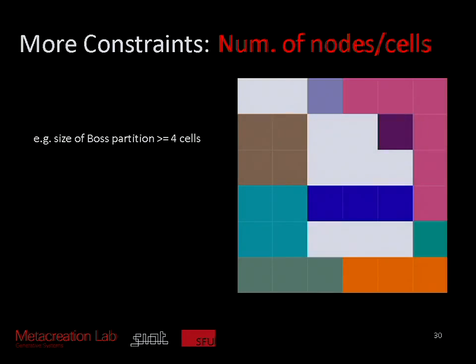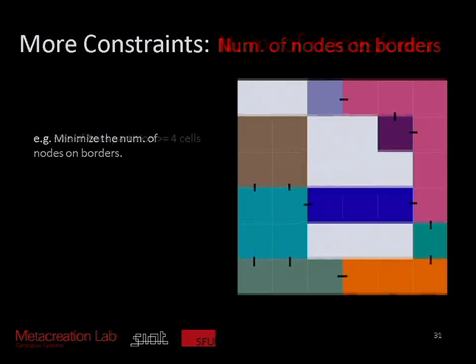And you can control the number of nodes or cells. You can say that I want at least 4, for example, in the partition representing the post region. Answer set programming solvers also have the ability to optimize certain quantities.